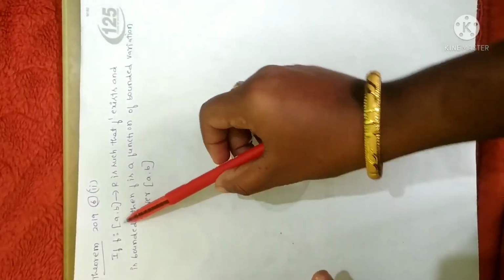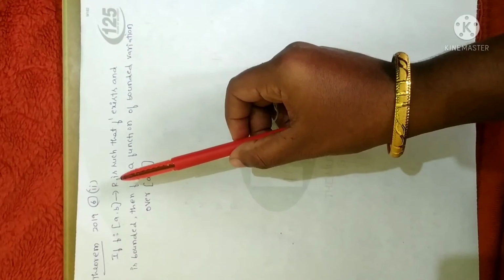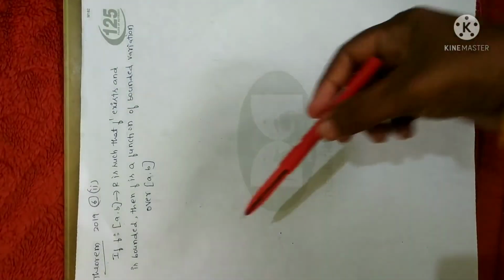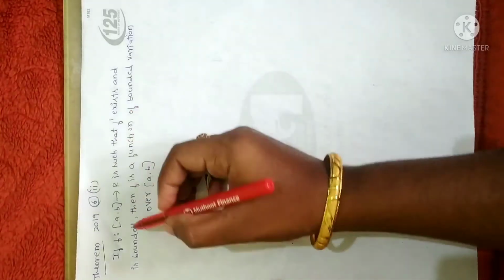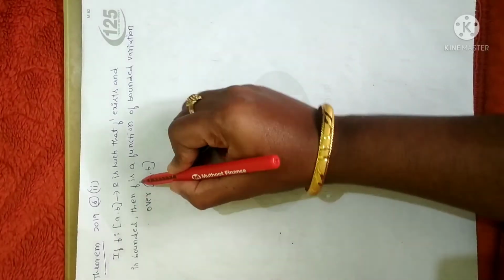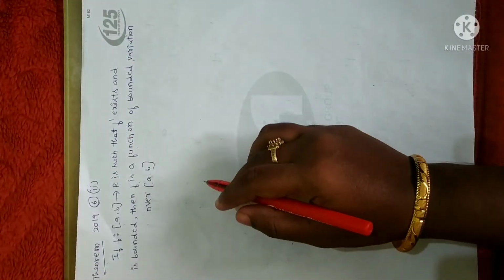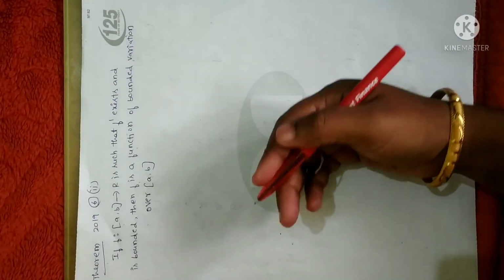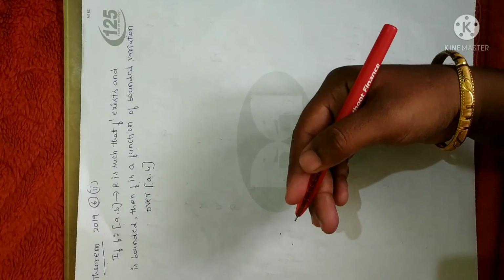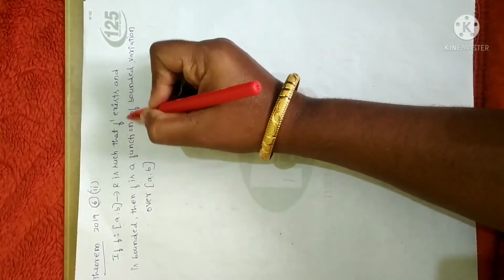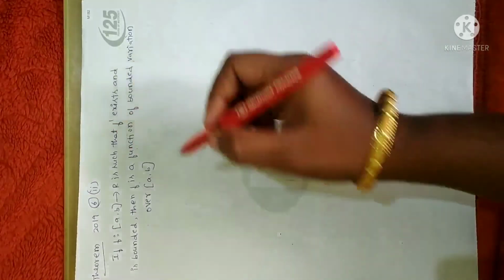Here we are going to prove that the function f defined from [a, b] to R, such that f dash exists, in the sense that the derivative exists and is bounded, is a function of bounded variation. In the previous theorem the function was monotonic and we proved it is of bounded variation. In this theorem we assume the derivative f dash exists and is bounded, and prove bounded variation.